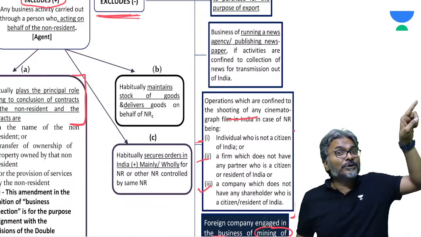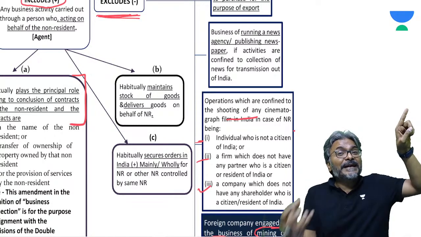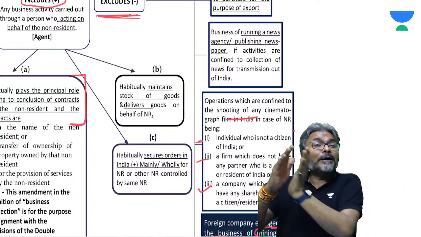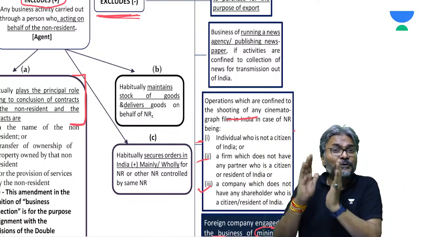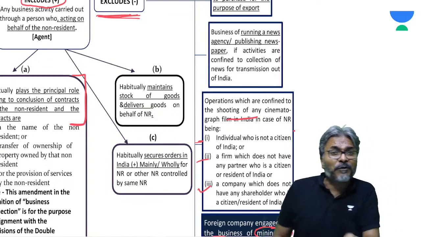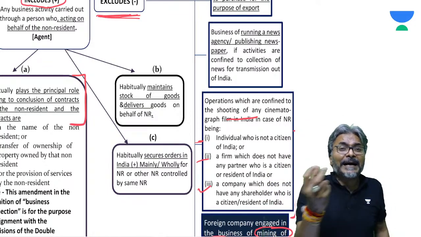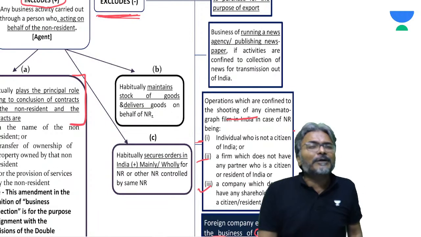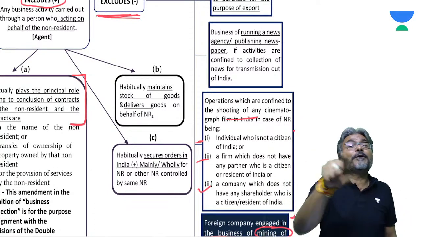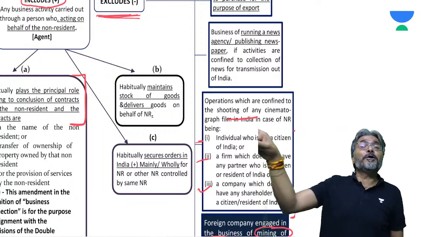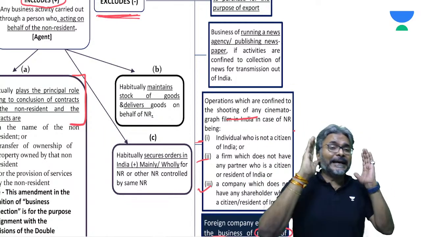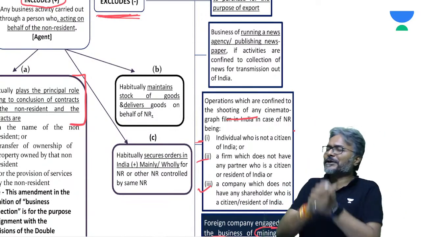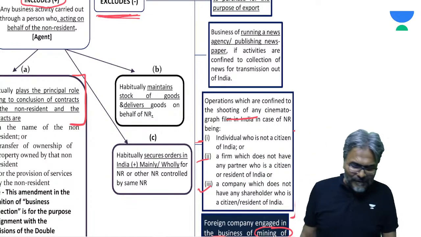So the actual conclusion was done by the non-resident, but the agent had been instrumental in ensuring that the contract got finalized with that particular buyer. So if the agent is performing this activity on behalf of the non-resident, can we say that the non-resident has got a business connection in India? Answer is yes, because the agent has played a principal role which leads to the conclusion of the contract, and hence in this particular case, students, the non-resident will be said to have a business connection in India.